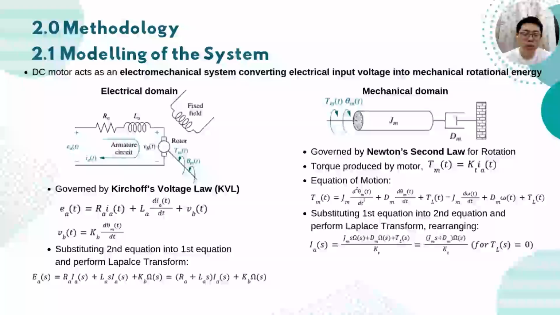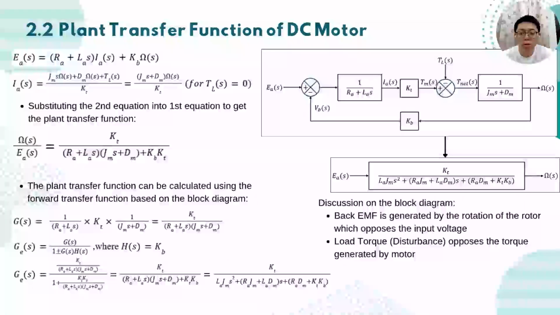For the mechanical domain, the equation is derived using Newton's second law. The torque produced by the motor is proportional to the armature current, and the constant refers to the motor torque constant. The torque is equal to the mass moment of inertia multiplied with the angular acceleration plus damping multiplied with the angular velocity plus the load torque. Substituting the first equation into the second equation and performing the Laplace transform, we get the equation at the bottom right. Using the two equations we derived in the previous slide, we can substitute the second equation into the first equation to get the transfer function of the DC motor.